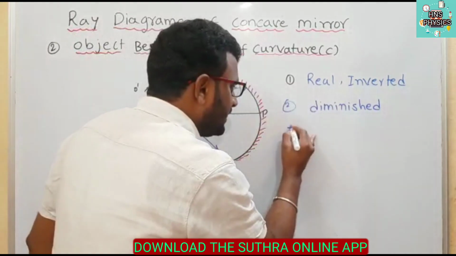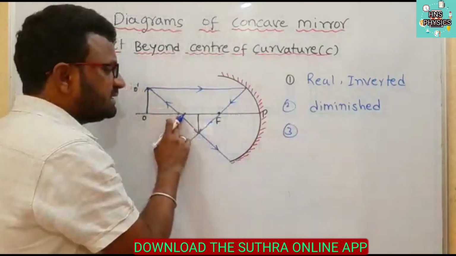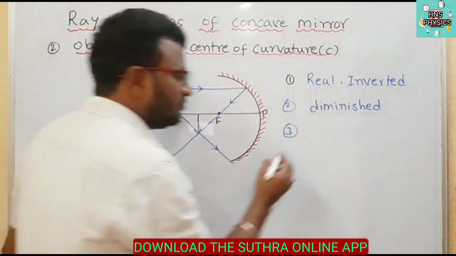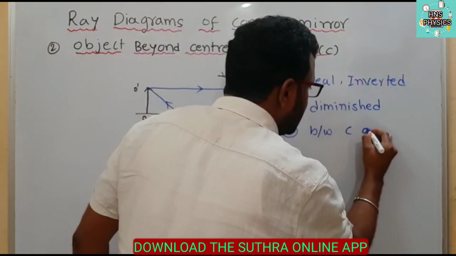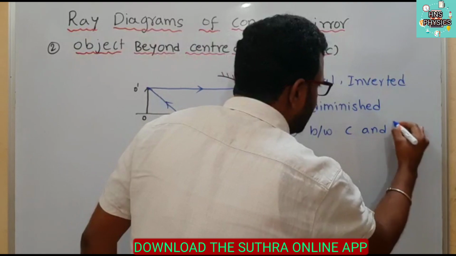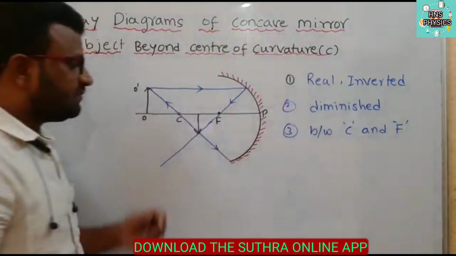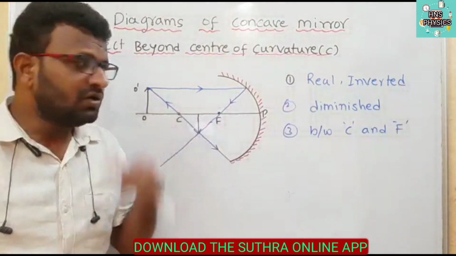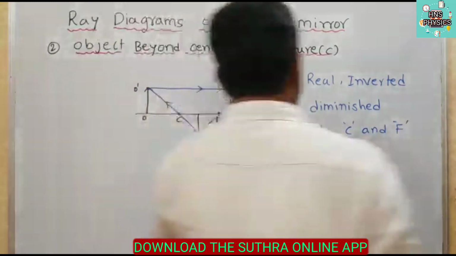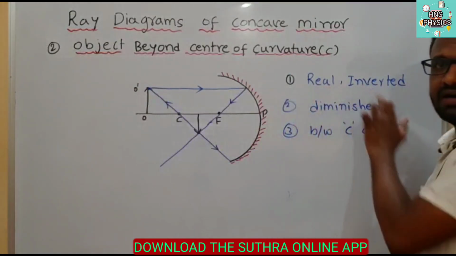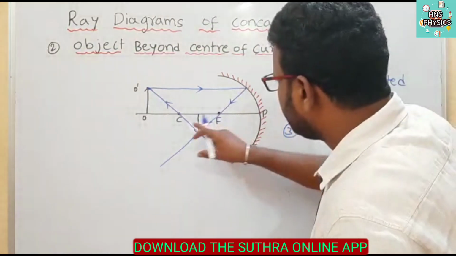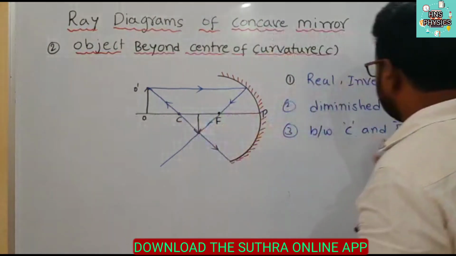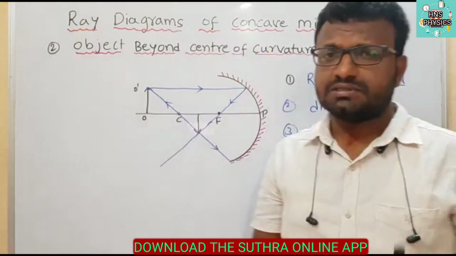Right, come to the third one. Image is formed between the center of curvature and focus, between C and F. That means image is formed between the center of curvature and focus. So the nature is real, inverted. The size is diminished, and the image is formed between the center of curvature and focus. So this is about the second one.